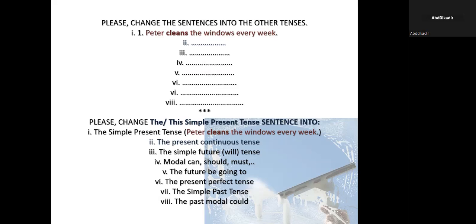But what shall we do when we want to give the same message in the past, for example, or in the future? For example, not happening now. So Roman number 2, present continuous tense. We need to change it now. It needs a change. Peter is cleaning the windows now, at the moment. Roman number 2 is present continuous tense.